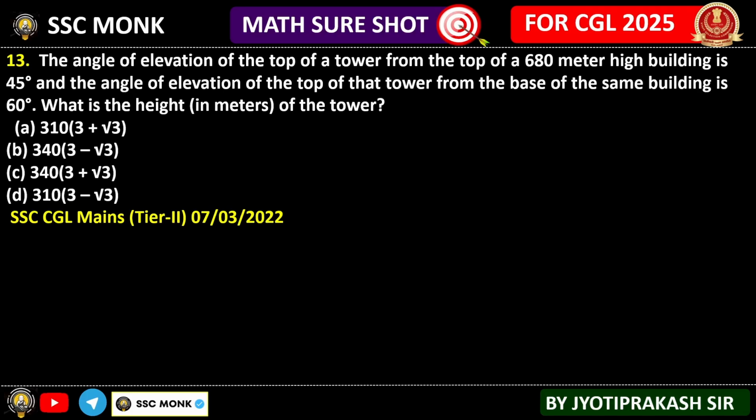Next, the angle of elevation of top of a tower from top of a 680-meter high building is 45 degree. The angle of elevation of top of the tower from the base of the same building is 60 degree. What is the height of the tower? Now see, elevation of top of tower from top of the building. So this is a tower, this is a high building. When I'm looking at this point, the angle of elevation is equal to 45 degree. That means this distance will be equal. And it is saying the angle of elevation of the tower from the base of the same building is 60 degree. That means this angle is equal to 60 degree. Okay, now I hope you can solve it. So I won't solve it, I will just give you the framework, because these are very easy questions, silly questions.